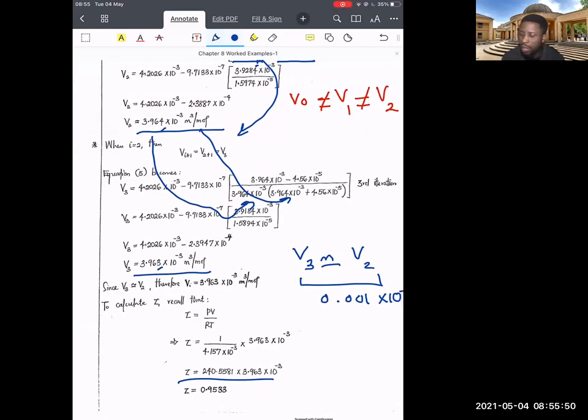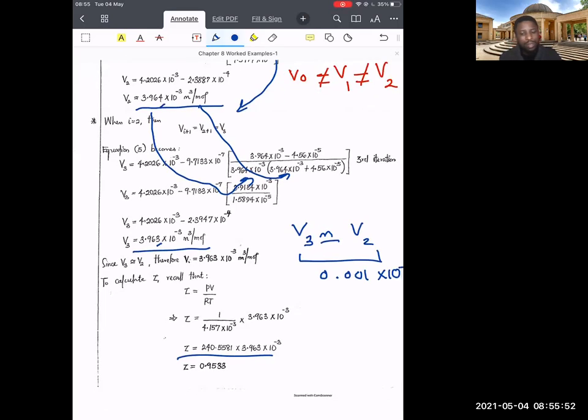Any question? And looking at this again, as we've been emphasizing, since the Z is not equal to 1, it emphasizes the fact that we are dealing with a real gas. Any question?